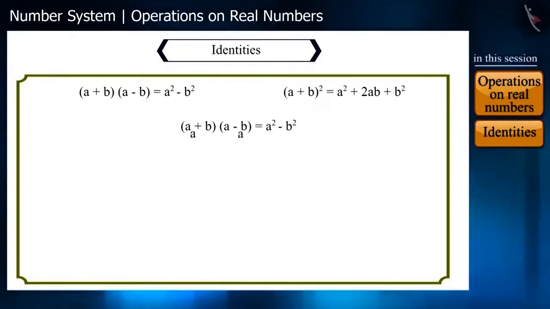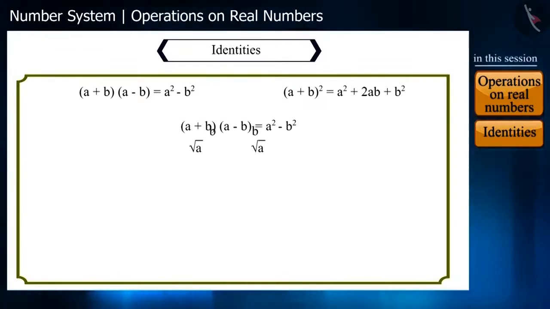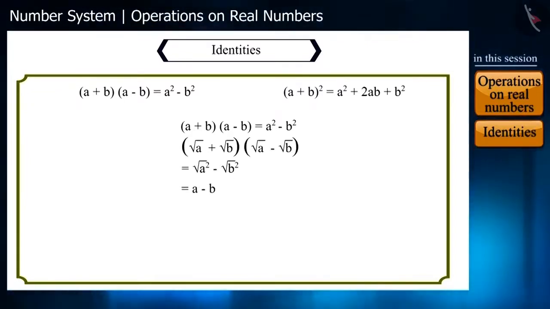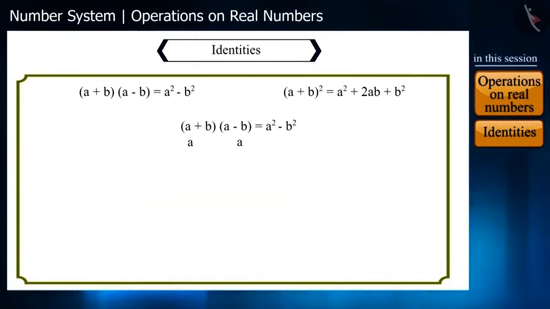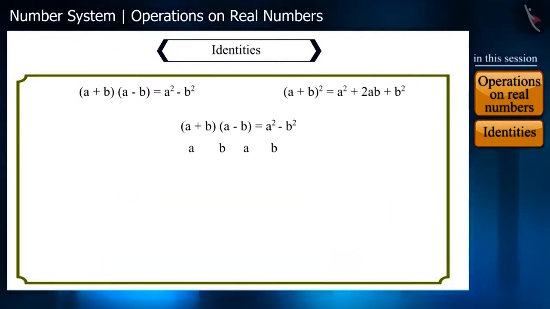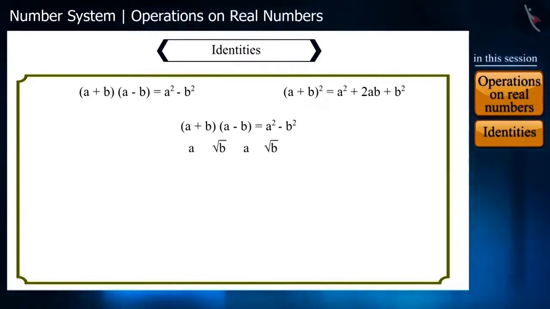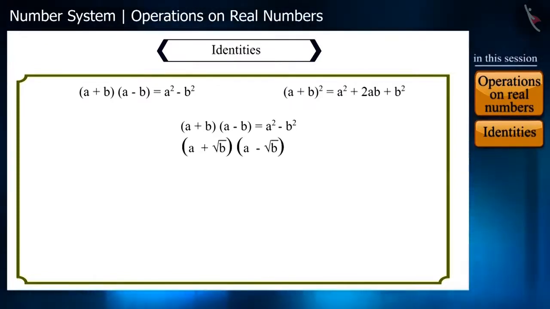Now if we replace a by root a and b by root b in the first identity, we will get this. And here, if we keep a as it is and replace b by root b, we will get this.